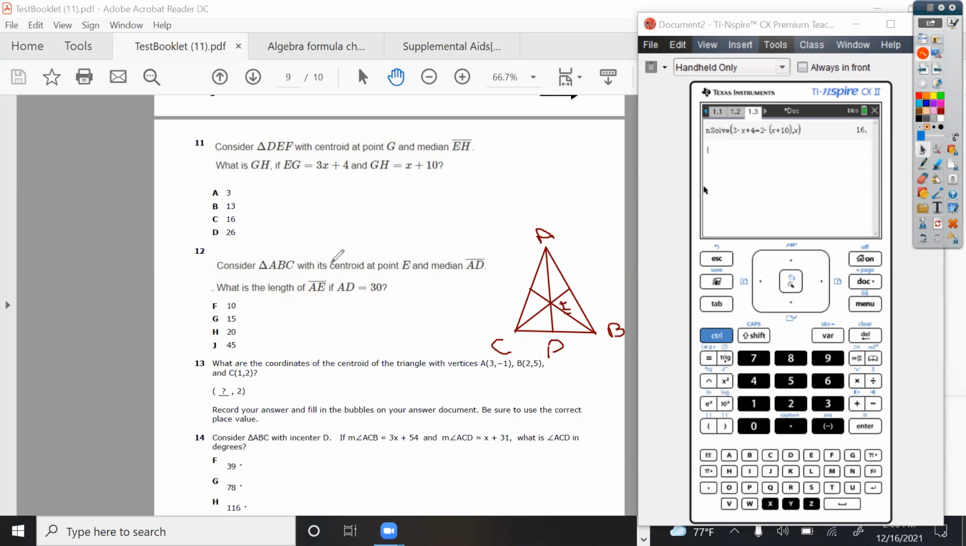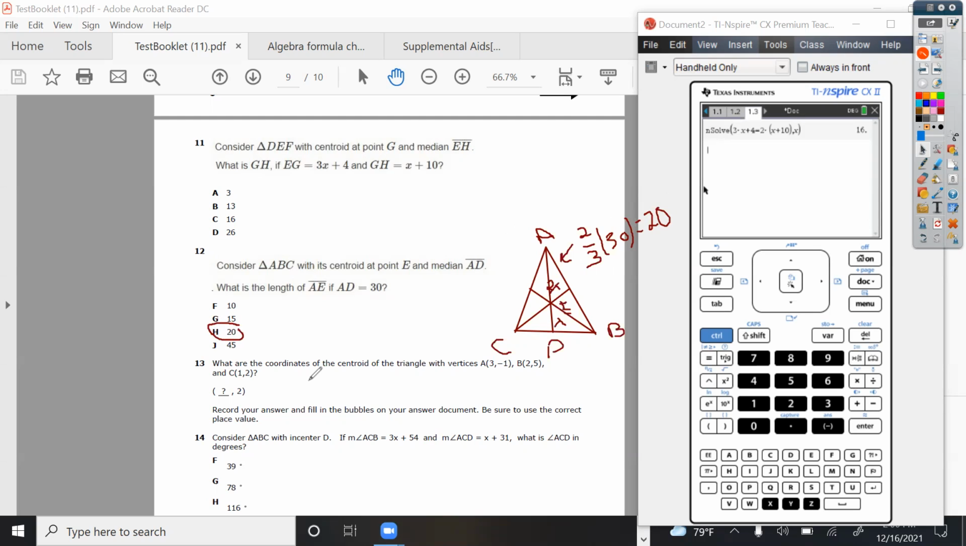So it says, what is the length of AE? We're looking for the 2x part. And this is x. If AD is 30, so it's giving me the full thing, 30 for the full thing. So when I have the full thing, this side, we have 3 x's. So this is 2/3 x. So that's 2/3 of 30. 2 times 30 is 60, divided by 3 is 20. So H.